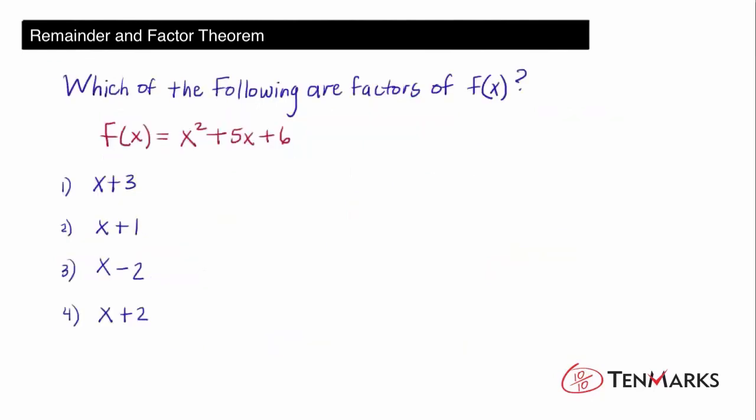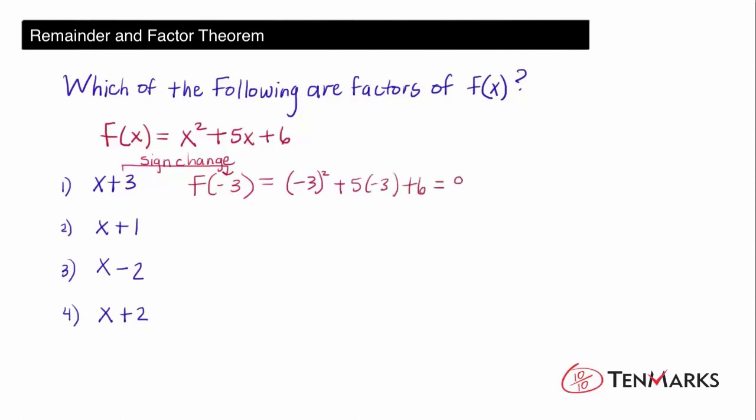Let's take a look and see how we can use the remainder theorem to figure out which of these 4 binomials is a factor of f of x. We'll have to evaluate f of negative 3, and pay attention that from here to here there's a sign change. So that'll give us negative 3 squared, the square has to be on the outside of the parentheses, otherwise it's a different value, plus 5 times negative 3 plus 6, and let's simplify this to see what we get.